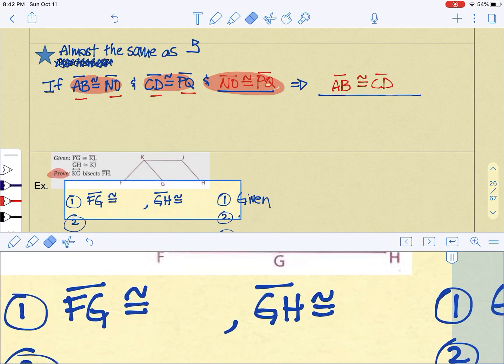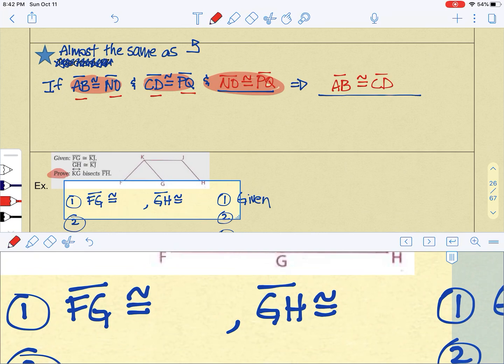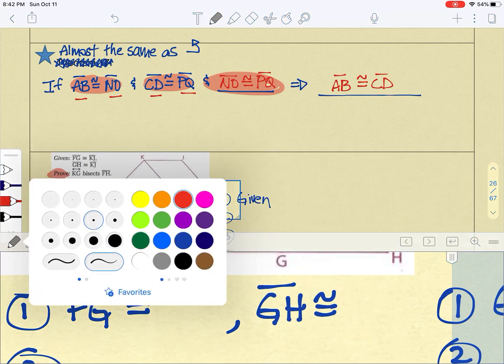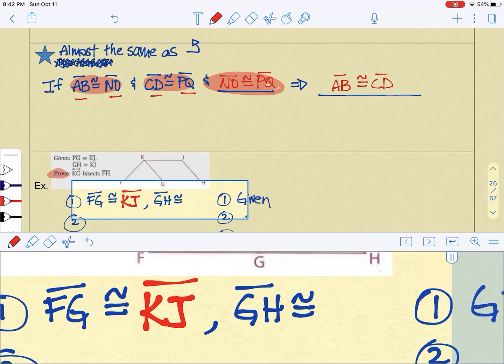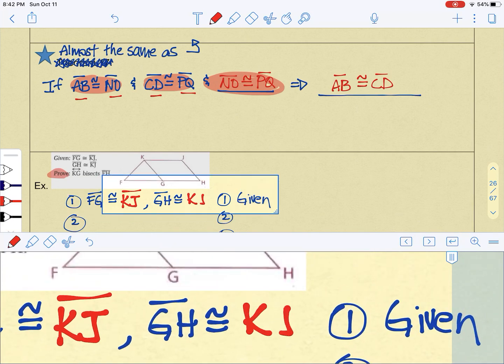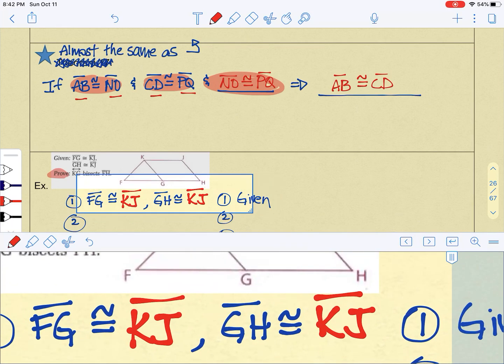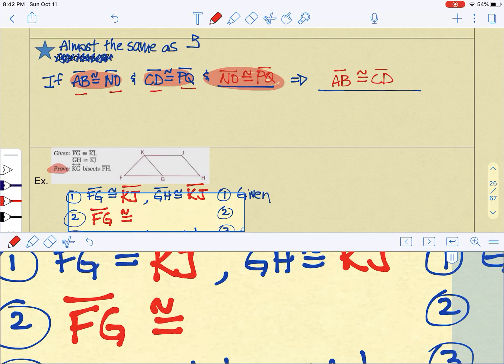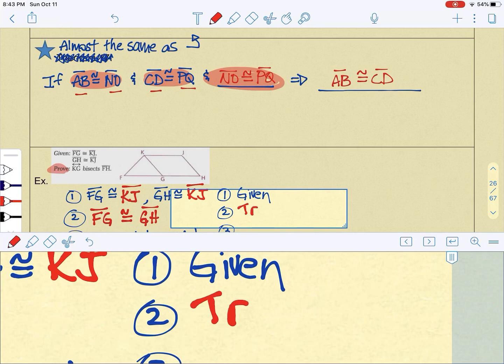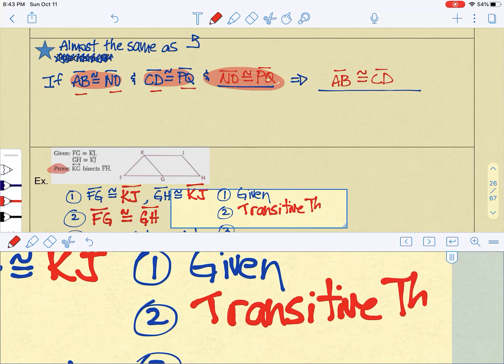All right, I'm going to write that out now as a proof. So here we go. We know segment FG is congruent to KJ. And GH is also congruent to KJ. Aha, so they're both congruent to KJ. Therefore, we can say FG is congruent to GH, and that is by the transitive theorem.